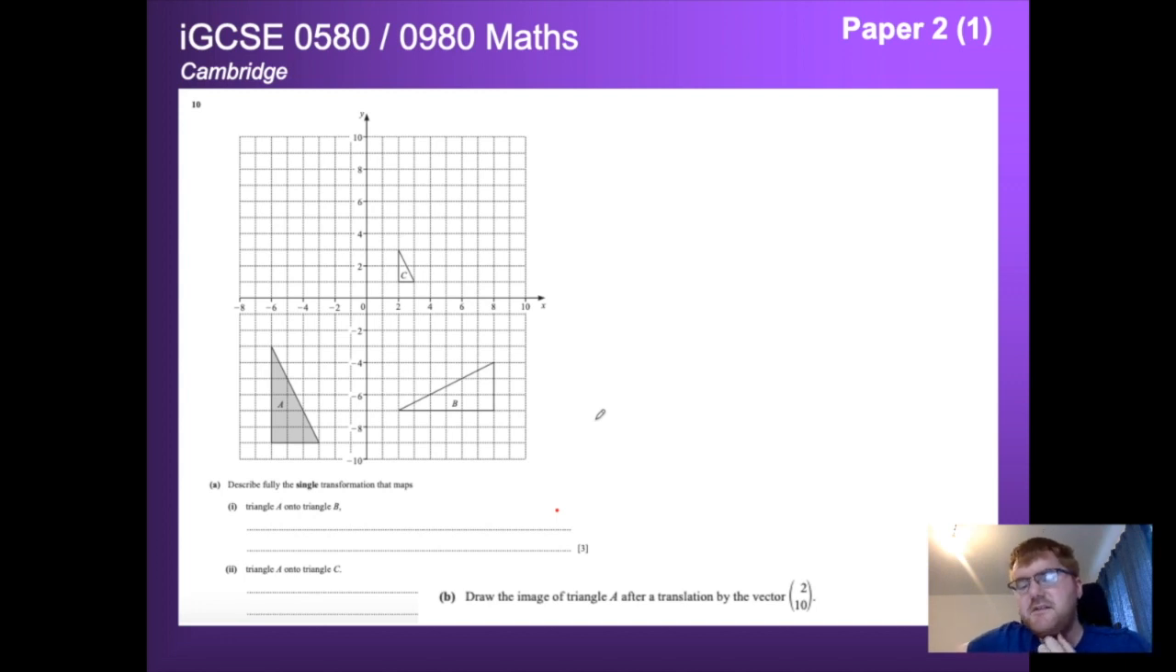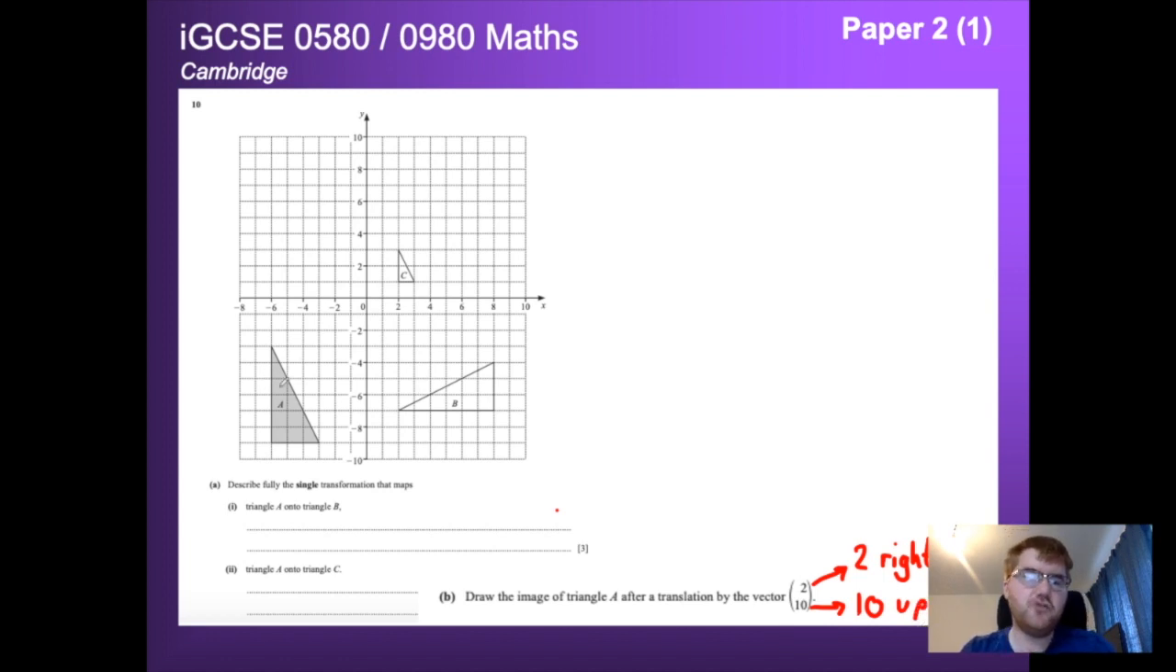Okay, and the last part of this question is we need to draw the image of triangle A. So always using triangle A in this case, after a translation by the vector (2, 10). And the way we do this is we take our vector. Let's think about what this means. So the top number tells us if we move left or right, positive for right, negative for left. So we're going to go 2 to the right. And then the bottom number here, this is a 10, and that tells us if we go up or down. So in this case, the positive direction is upwards, so we're going to go 10 up.